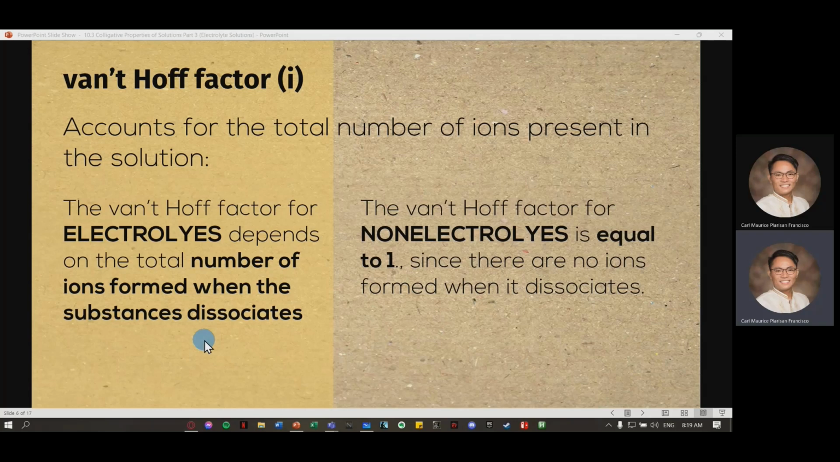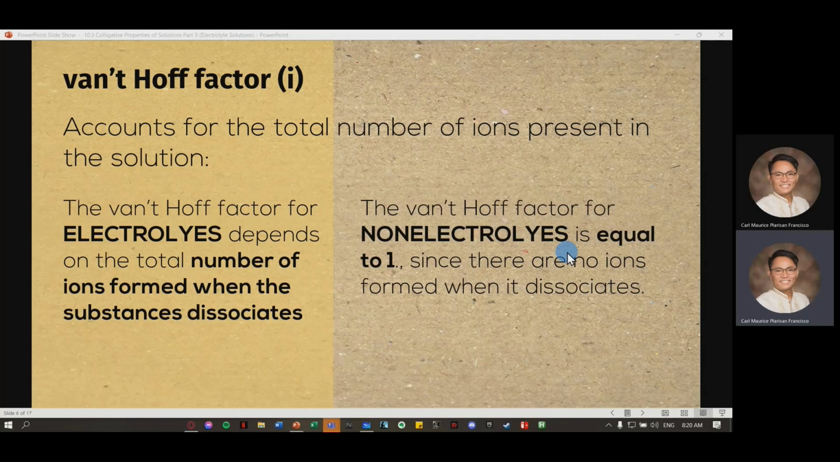Ibig sabihin po, malalaman po natin ang Van't Hoff factor ng electrolyte solution sa pamamagitan ng pagbibilang kung gaano kadaming ions ang na-form from the dissociation. Okay? Now, how about the Van't Hoff factor for non-electrolyte? Again, sorry about the typographical error. It lacks letter T. Kapag po gusto nating alamin ang Van't Hoff factor ng non-electrolyte, lagi pong number 1.